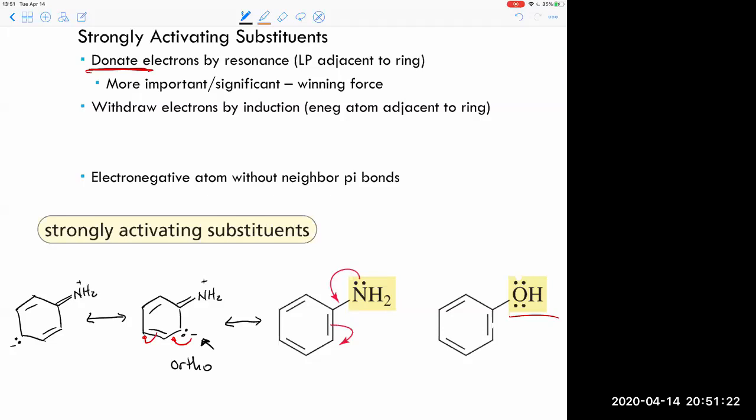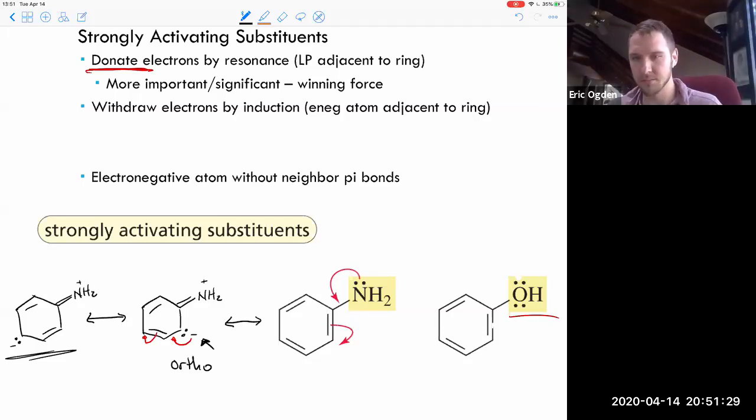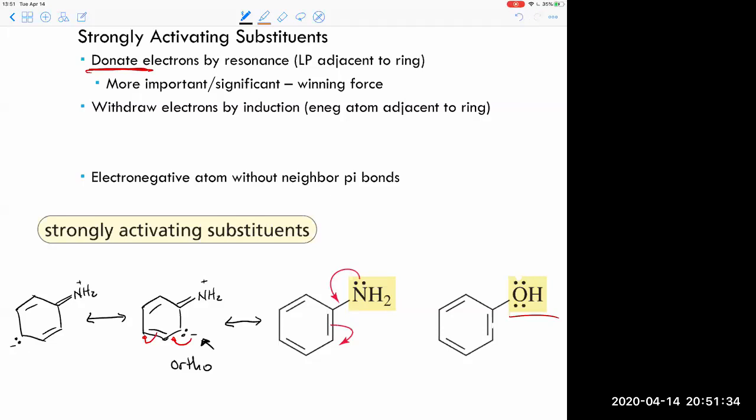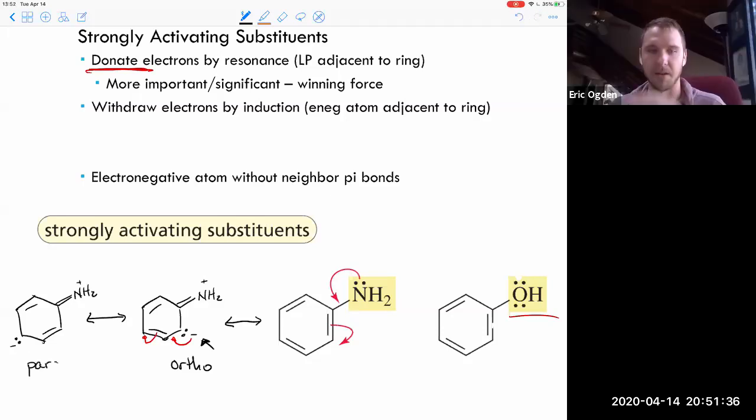And what about in my next structure here, ortho, meta, or para? Meta. Not meta, no. Wait, so meta on? Would be this guy here. This is actually para.